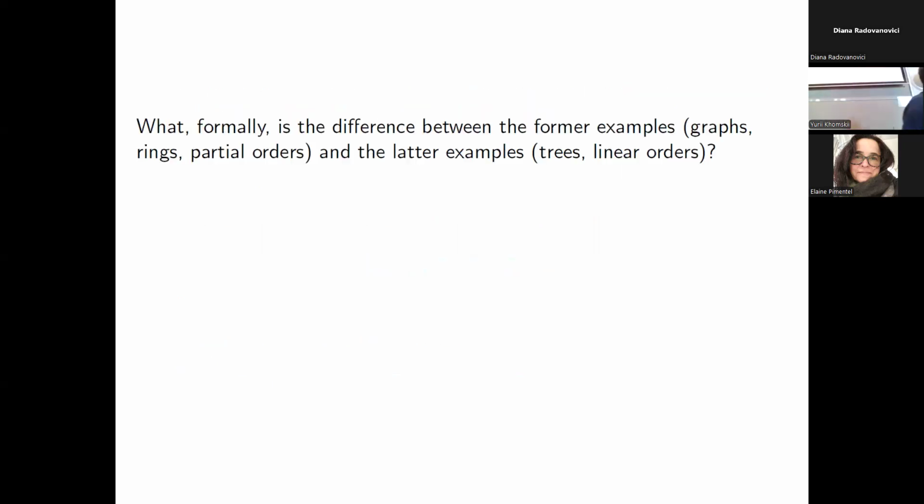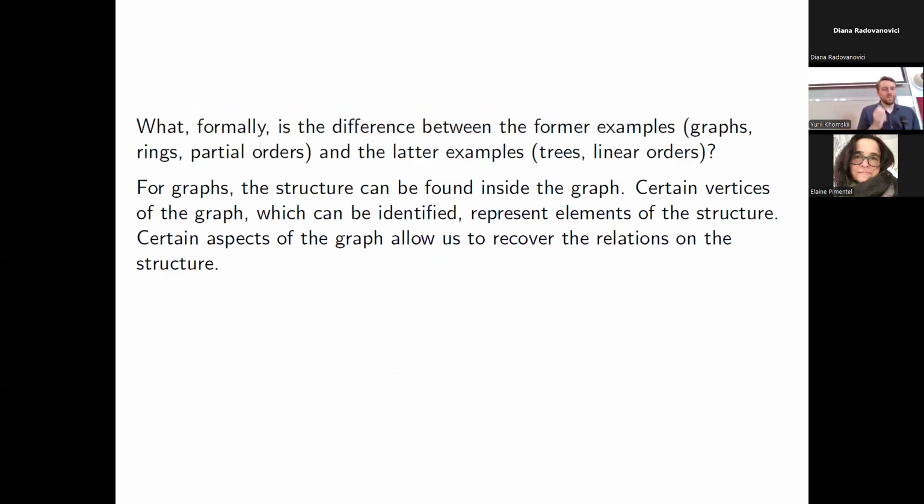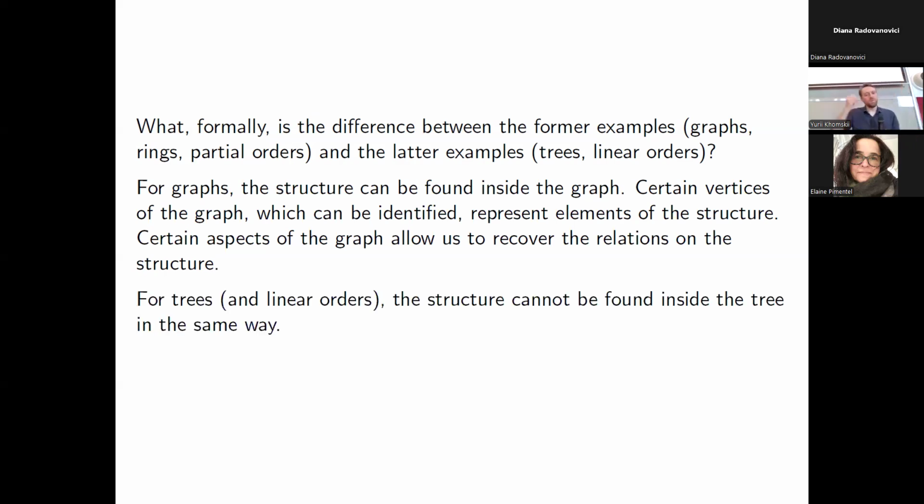So these two had a very different character from the previous example. So how do we get at that difference? I said for graphs and for all these original examples, you can really find the structure inside of the graph. Certain vertices of the graph, you can identify that represent elements, and there are certain aspects that allow you to recover the relations on the structure. But for the trees and linear orders, you can't really find the structure inside the tree or linear order in the same way. It was this back and forth relation that somehow encoded it without really living inside of the tree or linear order.